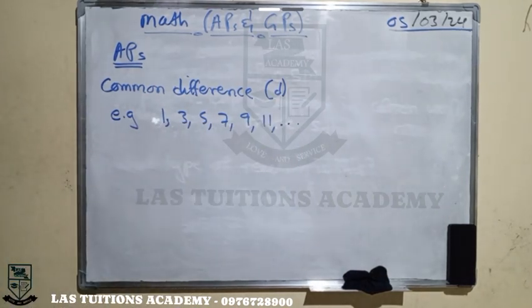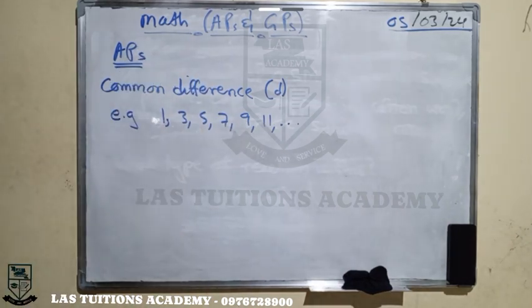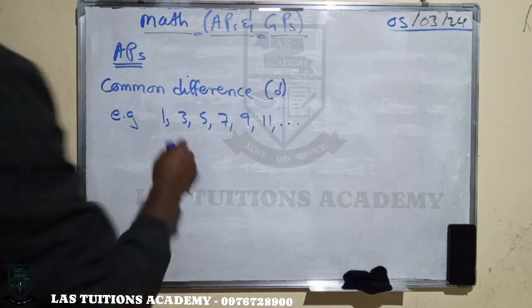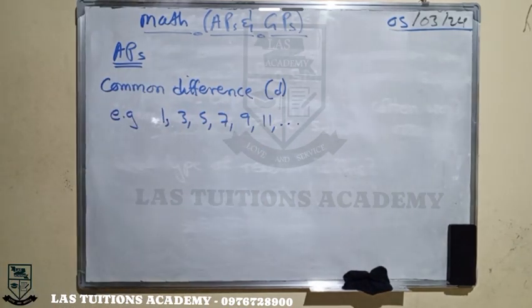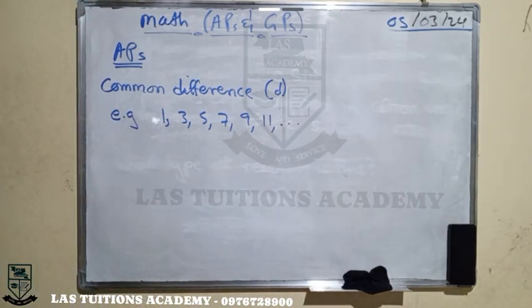So that's what makes this sequence an arithmetic progression. Why? Because we have a common difference. This common difference in between is what makes this an arithmetic progression. That's what you need to concentrate on. So now that we know that this is an arithmetic progression, there are just about two more things that you need to understand. Whether it's AP or GP, there are just about two things that you need to know.